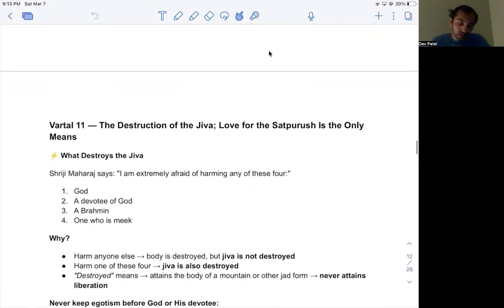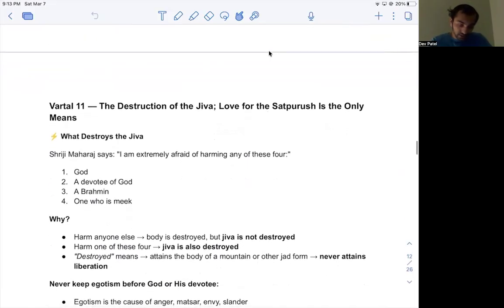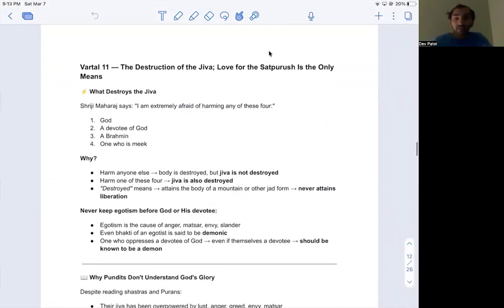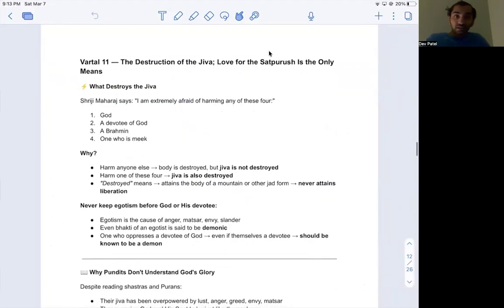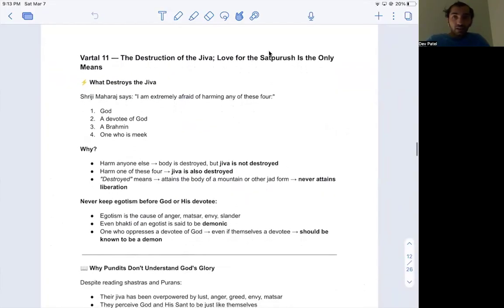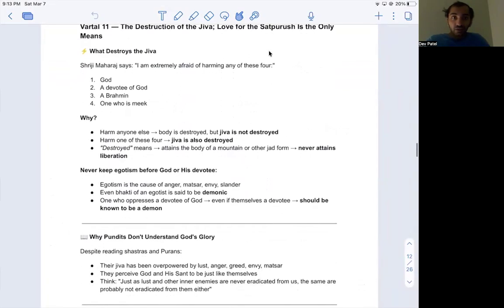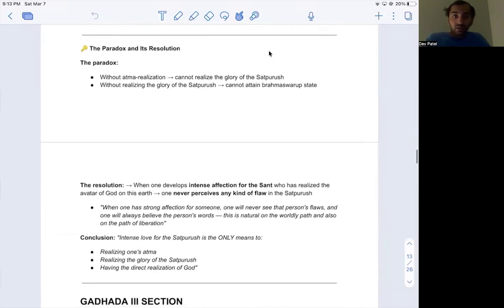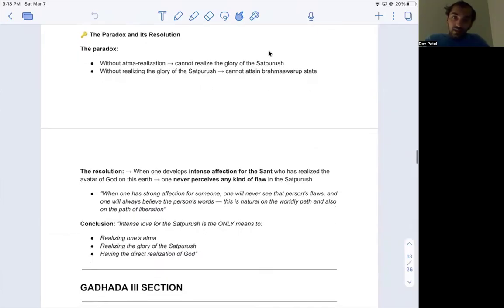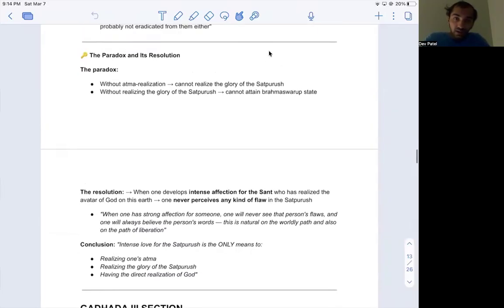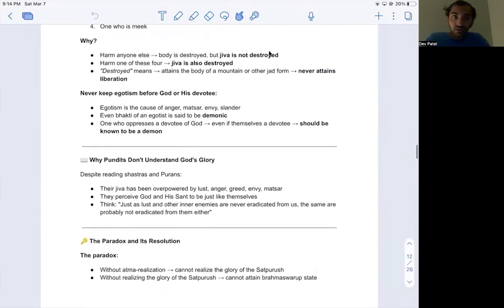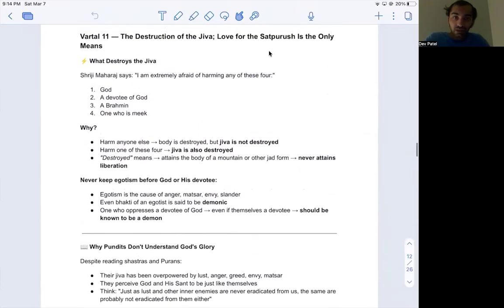So the destruction of the Jeev, Sridhar says, one should be extremely afraid of harming any of these 4, because when you harm any of these 4, the Jeev is also destroyed. If you harm anyone else, the body is destroyed, but the Jeev is not. But if you harm these 4, the Jeev is destroyed. So then the resolution is, when one has intense affection, then one never perceives any kind of flaws.